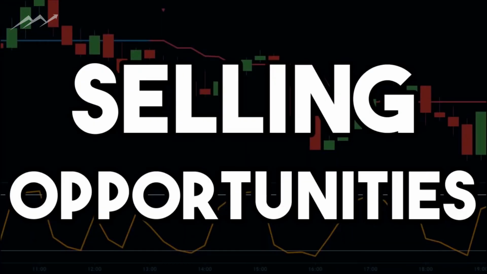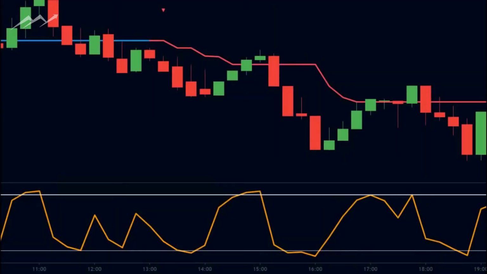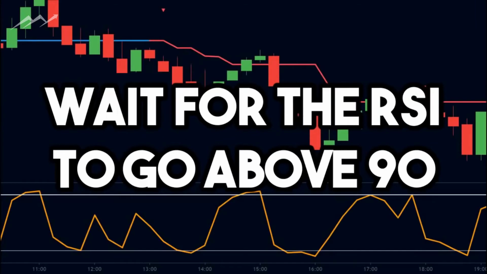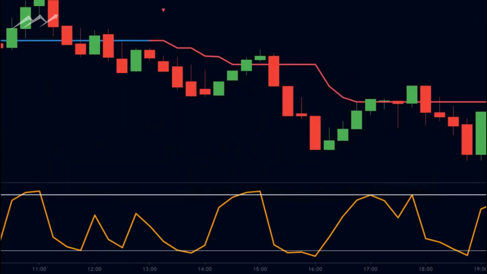We can clearly see that the half-trend is red. Therefore, we are looking for selling opportunities only. So, we wait for the RSI to go above 90. Here we see that on this candle, the value of the RSI is above 90. So it satisfies both the rules. The half-trend is red, and the RSI is above 90. Hence, this becomes our trigger candle. So we place a sell order below the low of this candle.